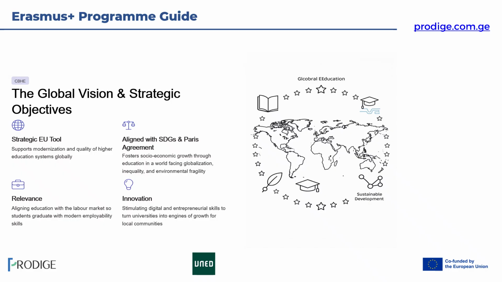What are we trying to achieve? Our objectives are clear. Relevance: aligning education with the labor market so students graduate with modern employability skills. Inclusion: breaking down barriers of discrimination and building civic competencies. Modernization: reforming governance and funding at a systemic level. Innovation: stimulating digital and entrepreneurial skills to turn universities into engines of growth for their local communities.